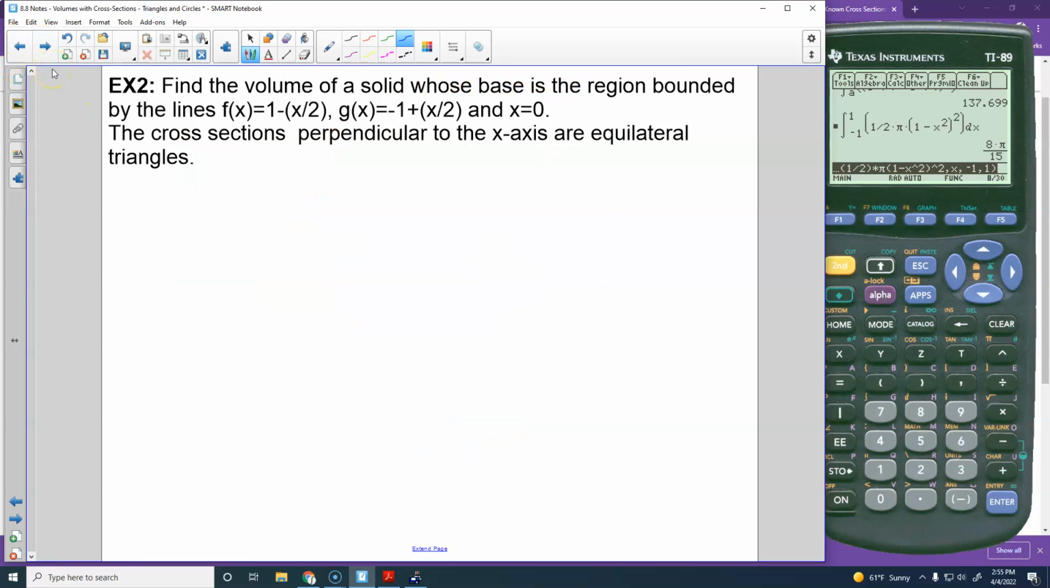All right, let's look at the next one. Volume of a solid whose base is the region bounded by the lines f of x equals 1 minus x over 2, and g of x equals -1 plus x over 2, and x equals 0. The cross sections are perpendicular to the x-axis, and they are equilateral triangles.